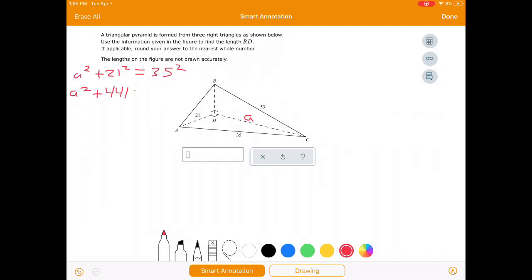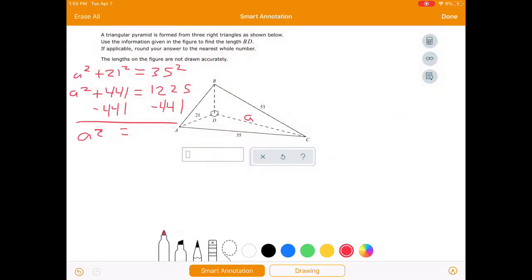All right, 21 squared gives us 441. 35 squared is 1,225. We're going to go ahead and subtract this. I'm going to move a little bit quicker because we've done this a time or two at this point.